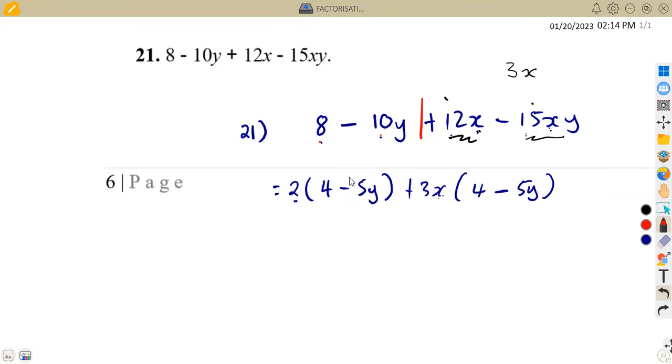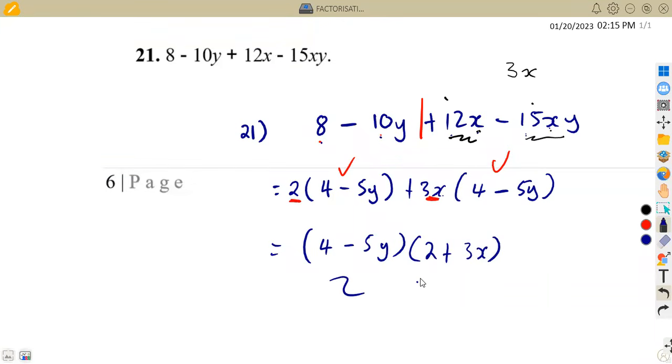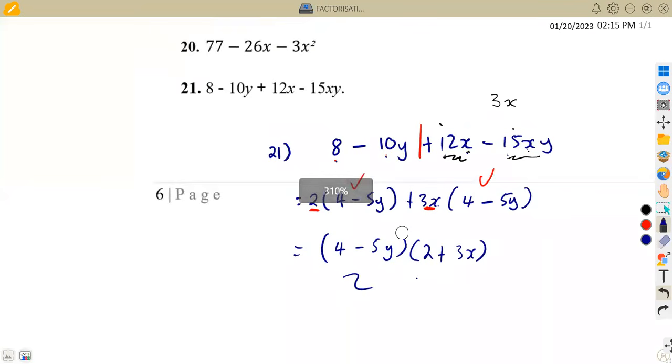So as you can see, guys, the brackets are the same. These two brackets are the same. So we can factor out that common bracket, 4 minus 5y. Then the other bracket is going to be these remaining terms, which is 2 plus 3x. Okay, so as you can see, guys, the final answer has 2 brackets from what we had.